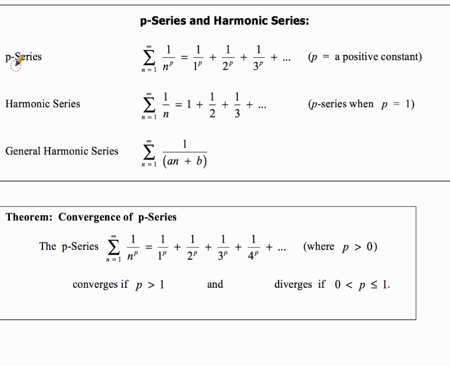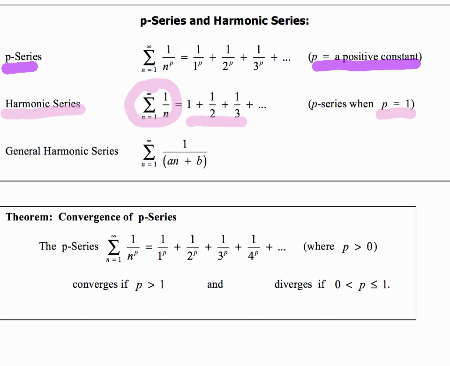Of course, we've got our p-series, and a p-series is going to be represented by this summation formula right here. We've got 1 over n to the p, and p has to be a positive constant. So no matter what, p is positive. Now there's a special form of the p-series called the harmonic series. And the harmonic series is just represented by this 1 over n. And of course that's going to generate this list of terms here, but that's a p-series when p has a value of 1. So when p is 1, that's called the harmonic series. But a very general harmonic series is going to be this guy right here: 1 over a to the n plus b.